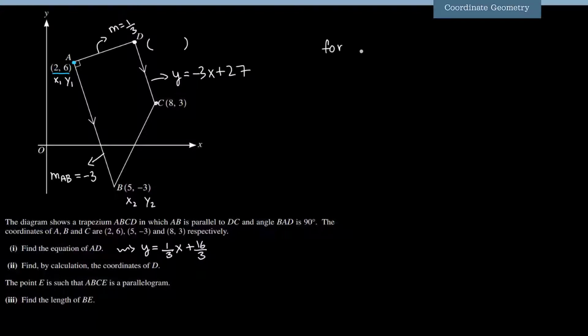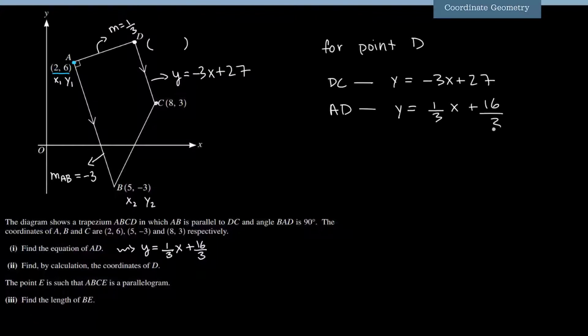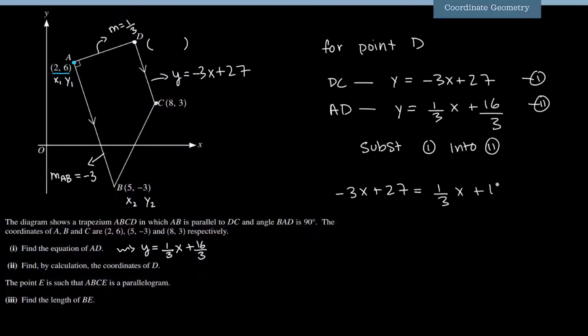Now to find the coordinates of point D, I am going to solve the equation of line DC and line AD simultaneously. The equation of line DC is y is equal to minus 3x plus 27 and the equation of line AD is y is equal to 1/3 x plus 16/3. This is equation 1 and this is equation 2. I'm going to solve them by the method of substitution. Since y is already the subject in both of these equations, if I substitute equation 1 in equation 2, I'll get minus 3x plus 27 is equal to 1/3 x plus 16/3.